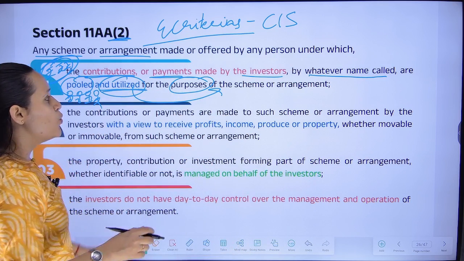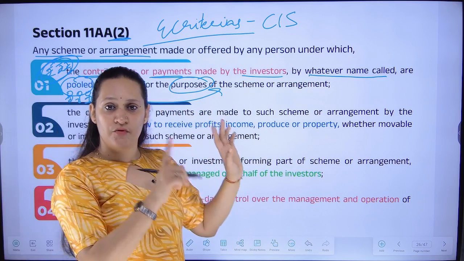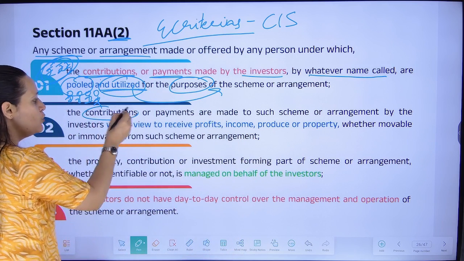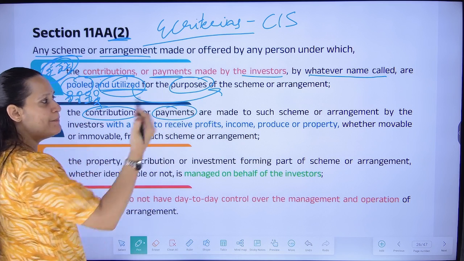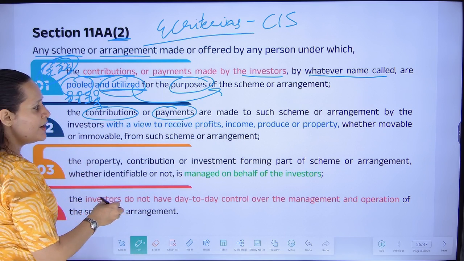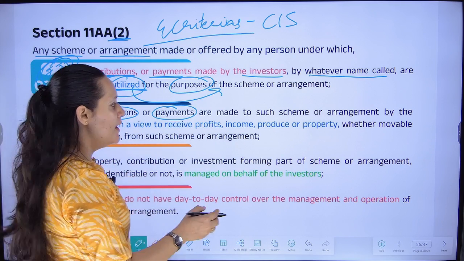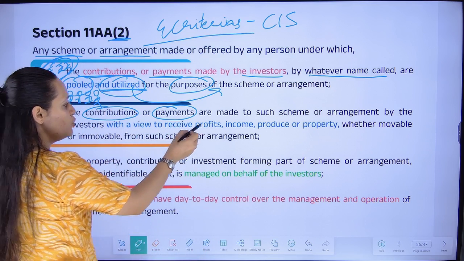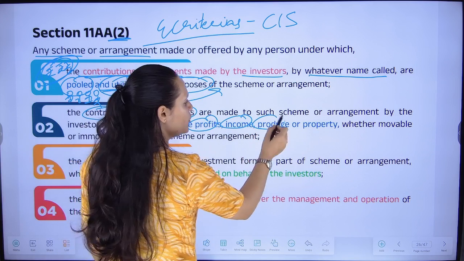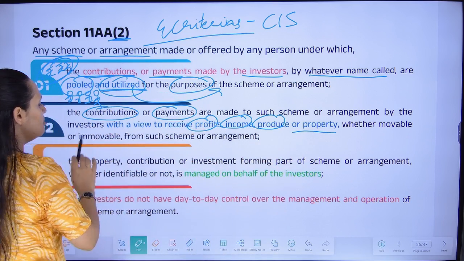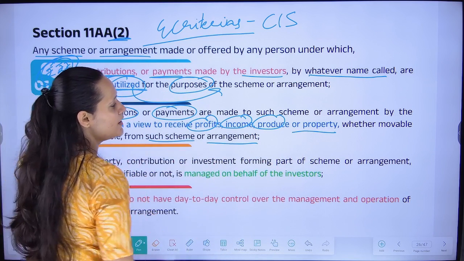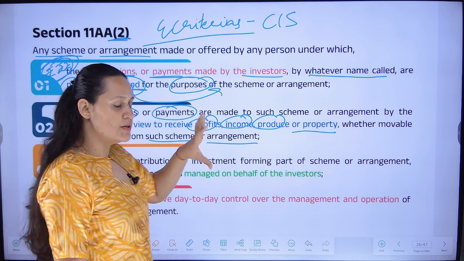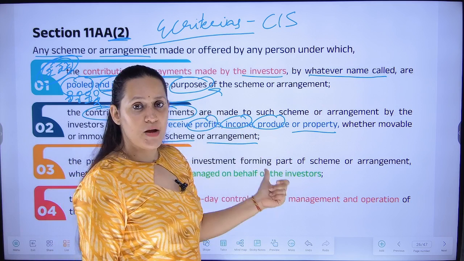Second point is, whatever money we have received in the first step from the investors, using that contribution, using the payments received from the investors, we are going to make an investment to receive profits, income, produce, or any kind of property, whether movable or immovable, from such scheme or arrangement.